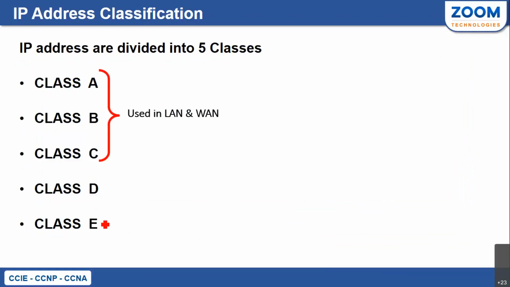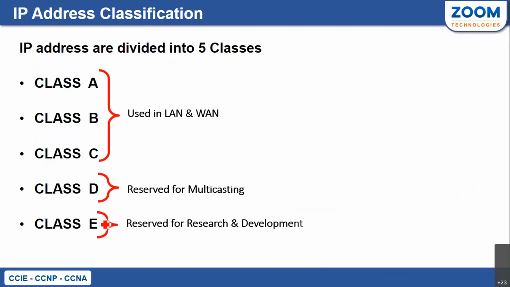So class A, B, C have been reserved for use in local networks and wide networks, LAN and WAN. Class D IPs are reserved for multicasting. And class E IPs are reserved for research and development.